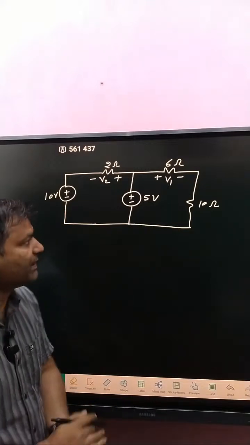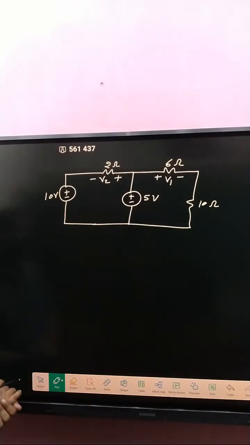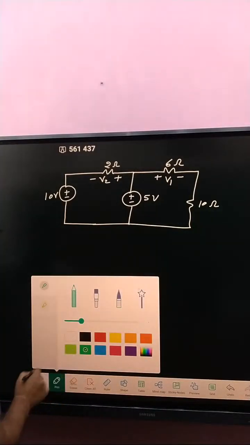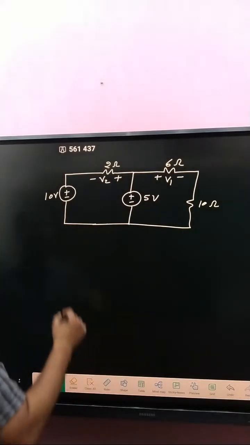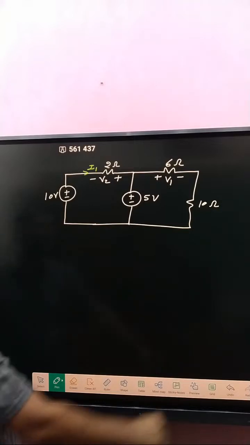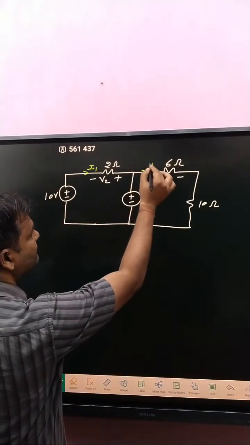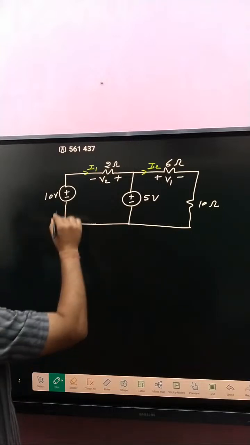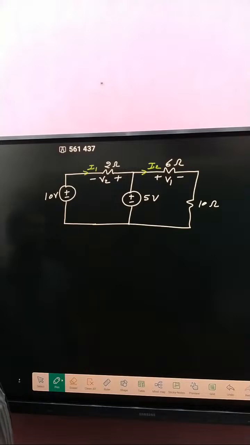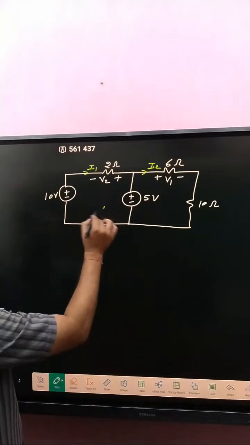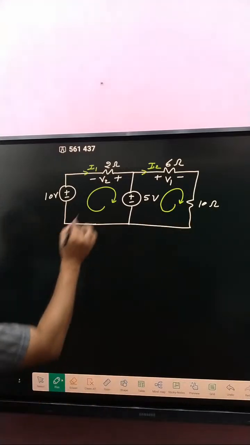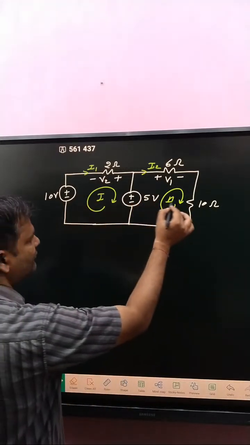So how can it be determined? First of all, suppose that here the branch current is I1 and here the branch current is I2. After that apply KVL in this loop, and after that apply KVL in this loop. That is loop 1 and that is loop 2.